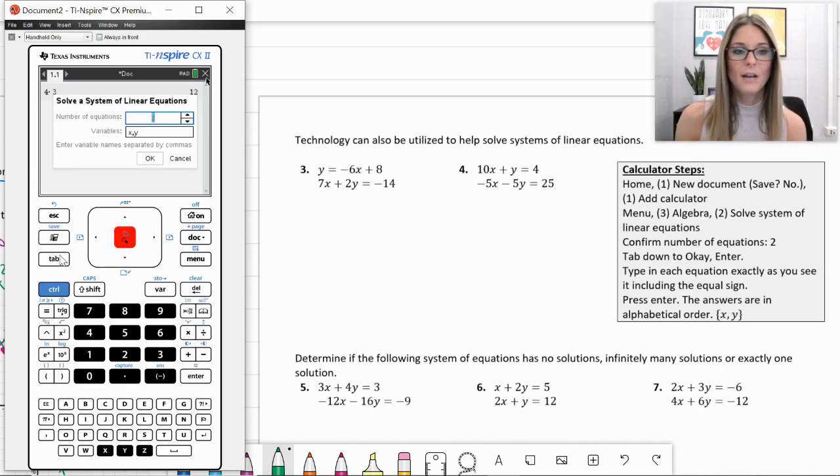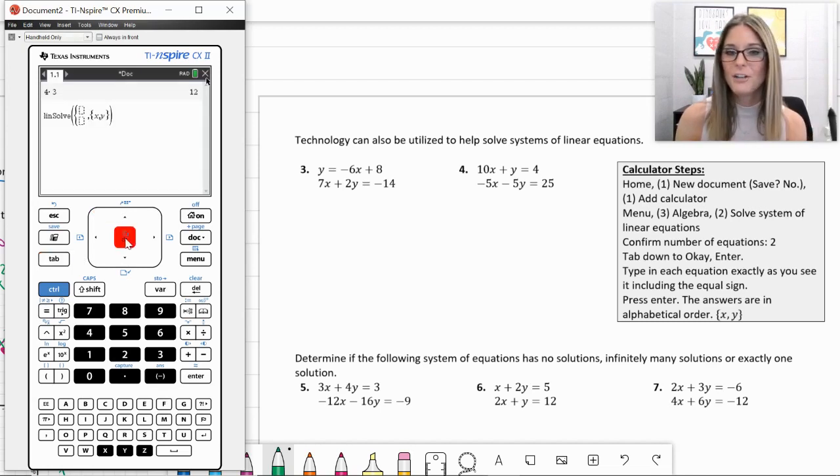Beautiful. Now to get down to OK, if you arrow down, it's going to start changing that number from 2 to 1. You see that? So make sure you leave that at 2. So how do you get down there? You can use the tab button over here and tab down to OK and hit enter.